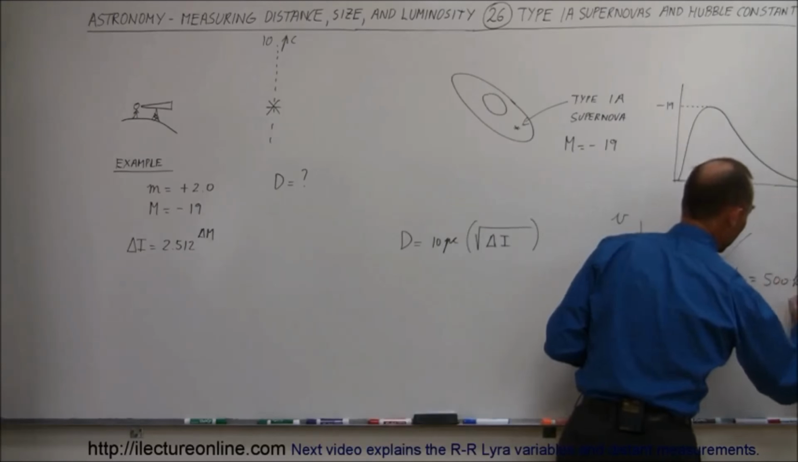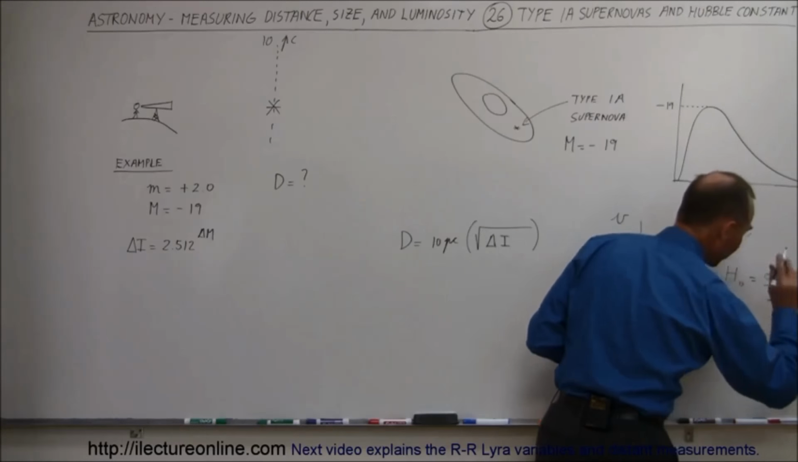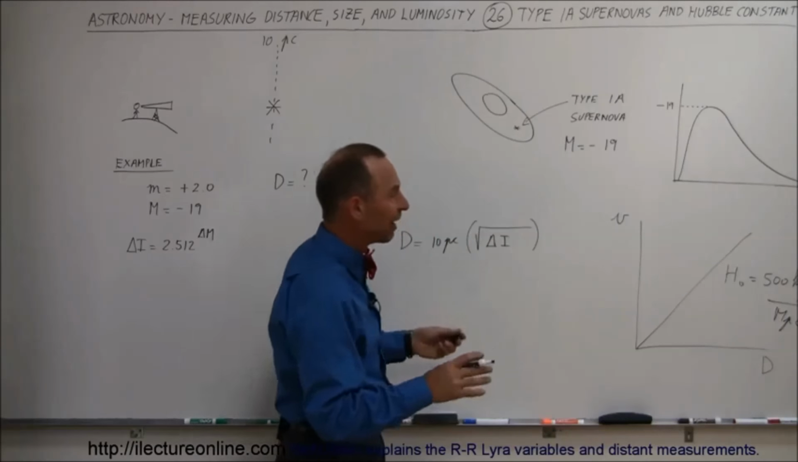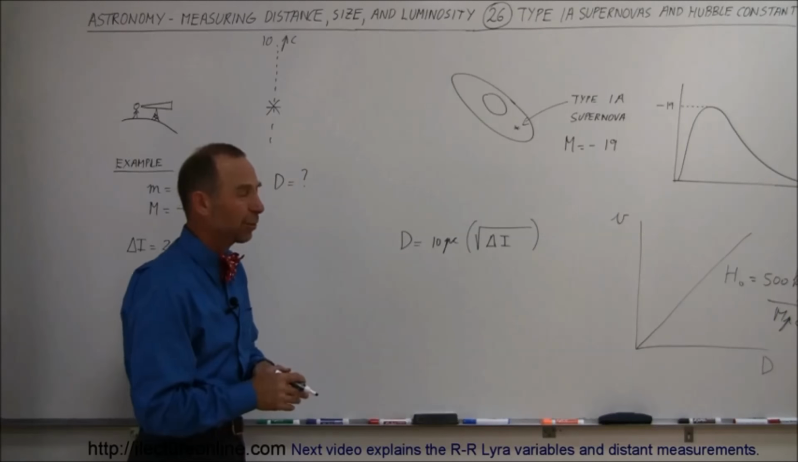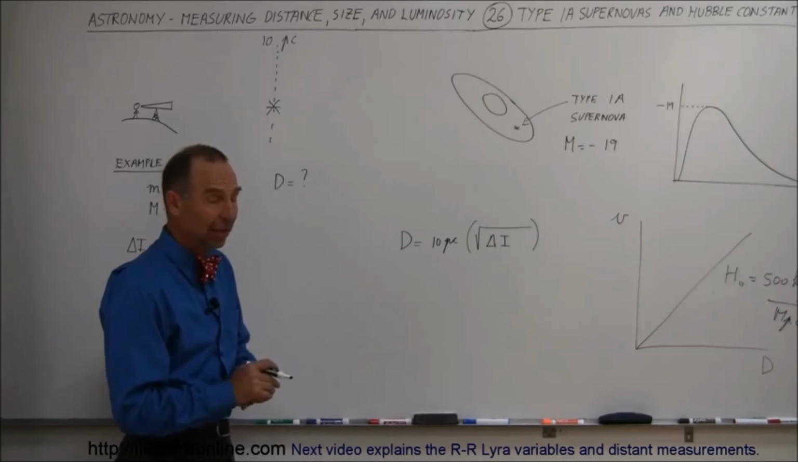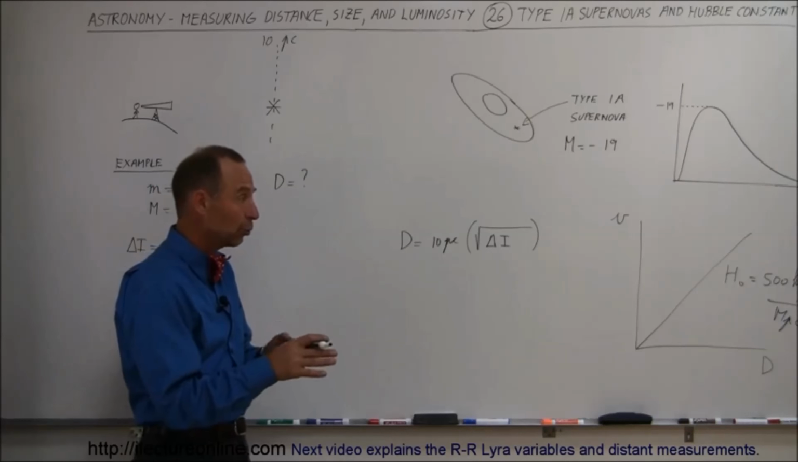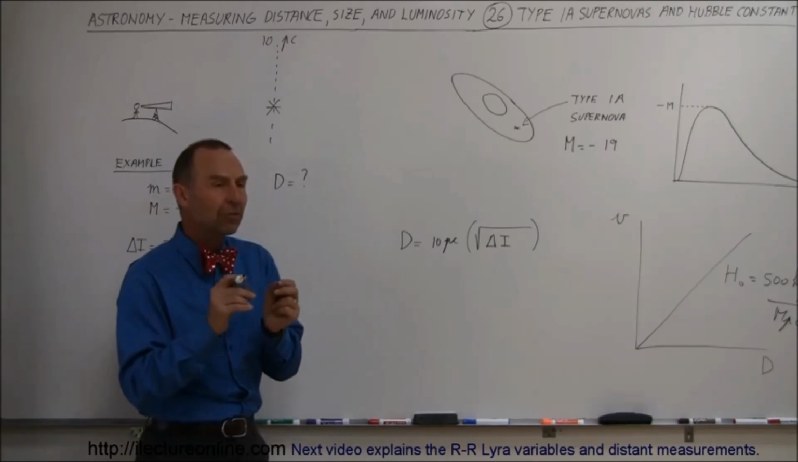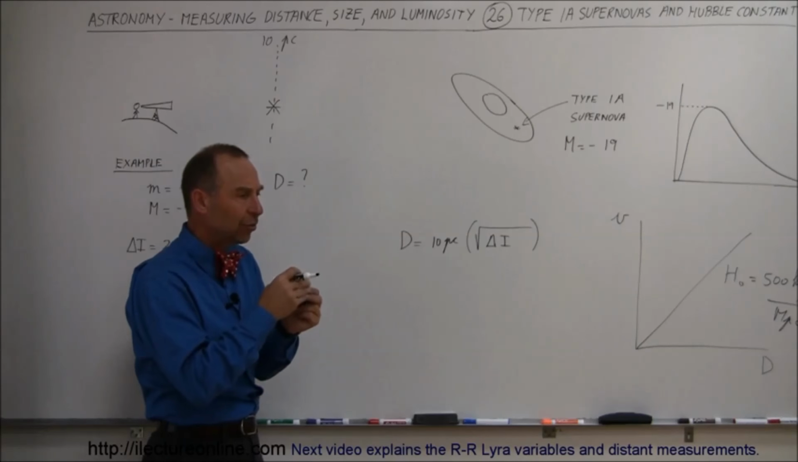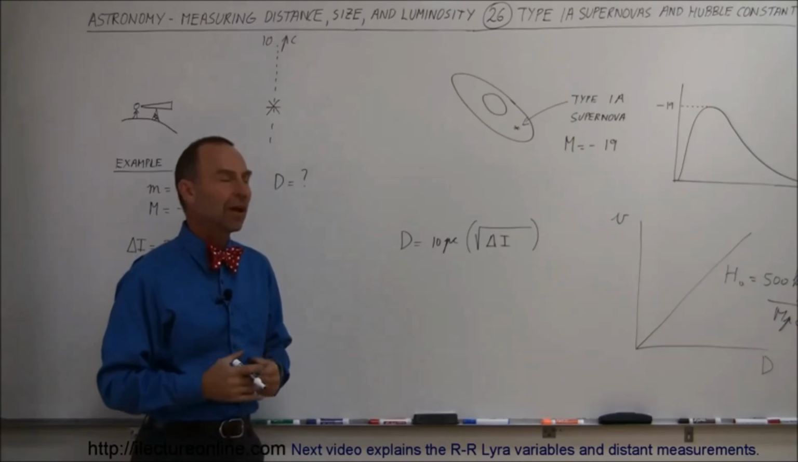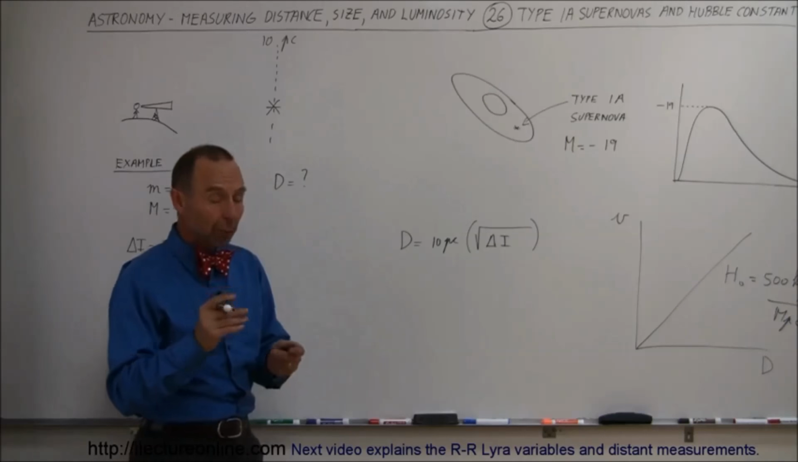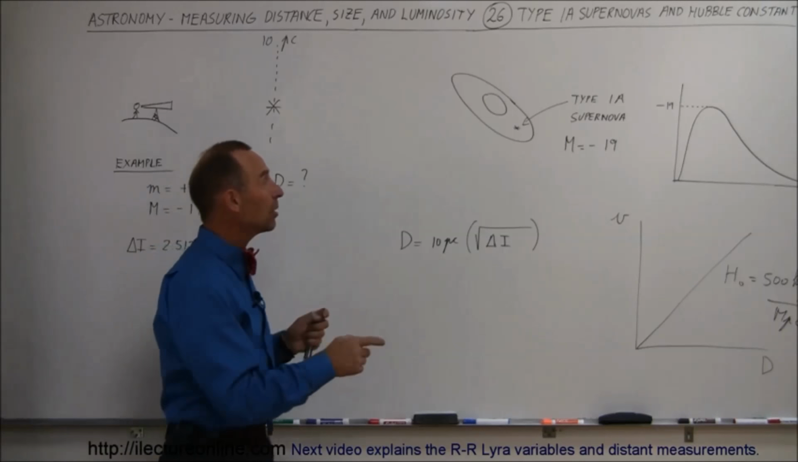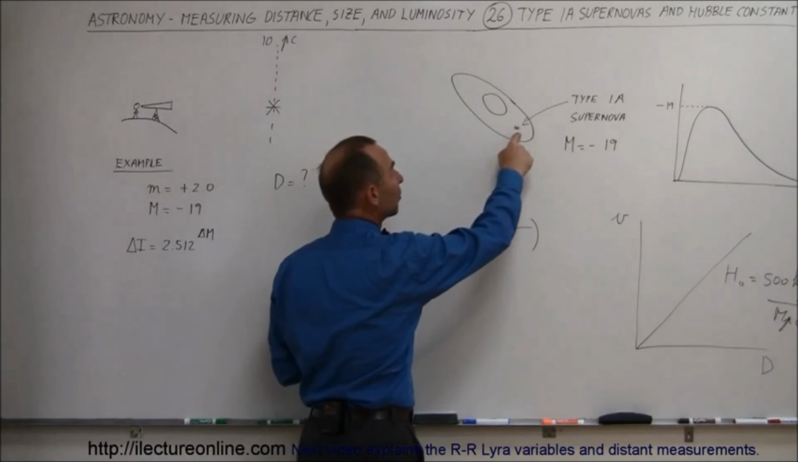The value he came up with was about 500 kilometers per second per megaparsec, which was off by a factor of 7 or 8. It's much closer today, as we know, to about 73 kilometers per second per megaparsec. But it all came down to finding a way to find the distance to galaxies in an independent fashion. So one way in which we could do that is by studying Type 1a supernova explosions.